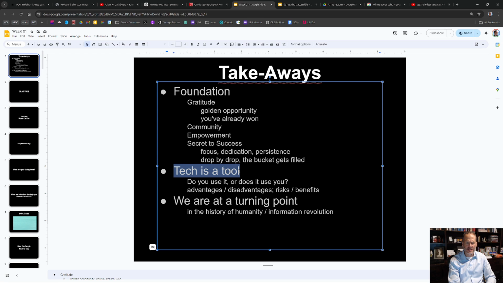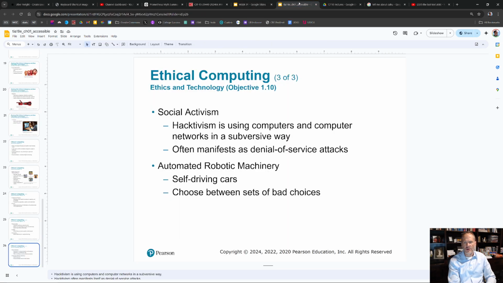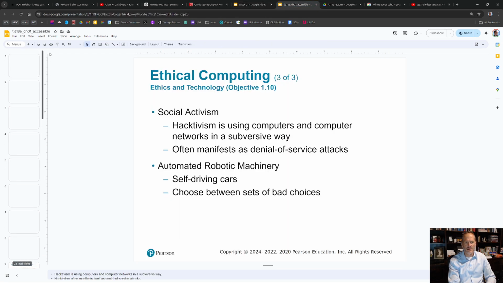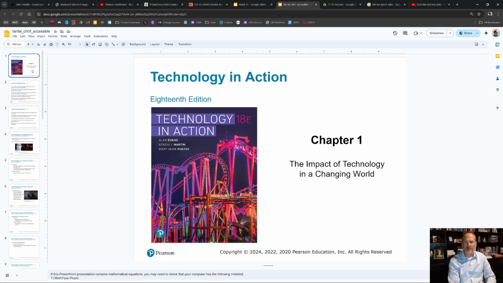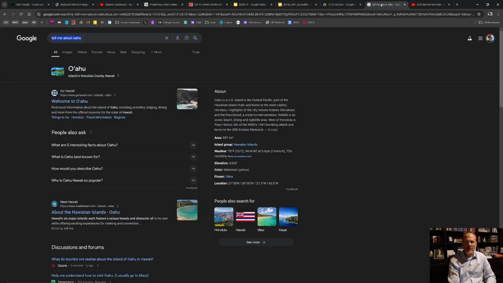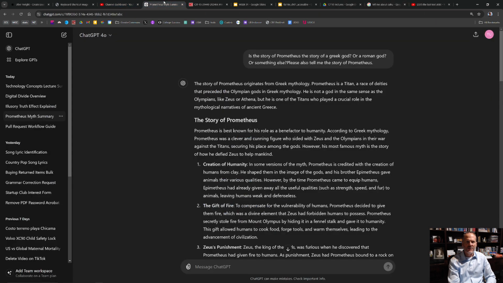We're going to learn about how tech is a tool. And then we're also going to go through chapter 1's slides for this chapter, and so we'll learn some of the concepts there. And we're also going to learn about the difference between a search engine like Google and artificial intelligence like ChatGPT. And this in particular will be super helpful to you. ChatGPT is incredibly powerful, and I'm going to show you a little bit about using it effectively.